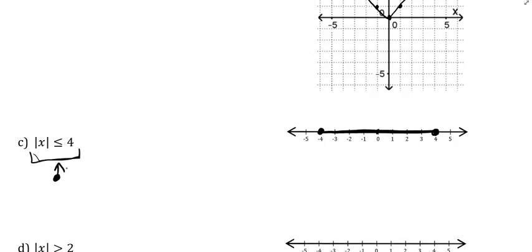If I was using set notation, that would look like this. Negative 4 is less than or equal to x is less than or equal to 4, right? You recognize that from domain and range. That's what we mean by set notation. Okay.